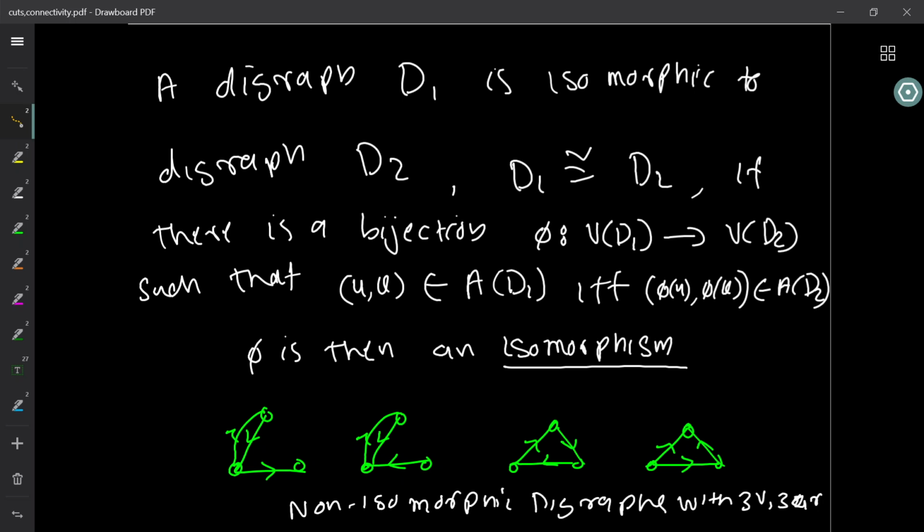Now, as I mentioned before, these are the non-isomorphic digraphs with 3 vertices and 3 arcs. One can verify that these are the only 4 of them.